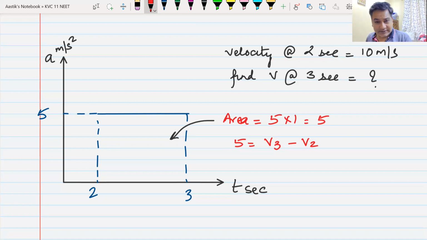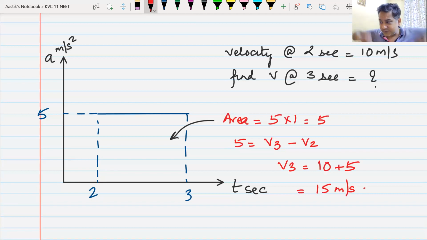Velocity at 2 seconds is given as 10 meter per second. So velocity at 3 seconds will be velocity at 2 seconds plus 5. That will be 10 plus 5. And the answer will be 15 meter per second. Do we get this, everyone? Yes or no? No, yes. Yes, sir. Well done. Then congratulations.